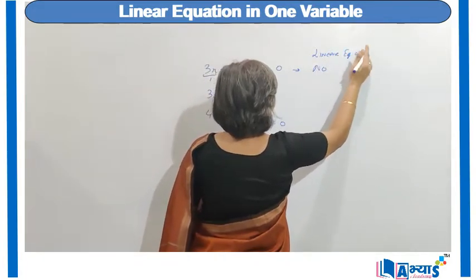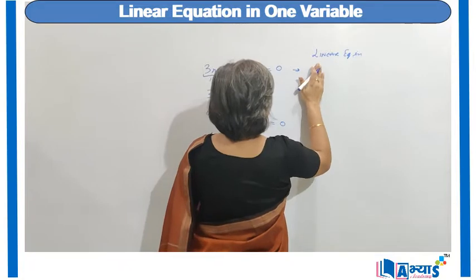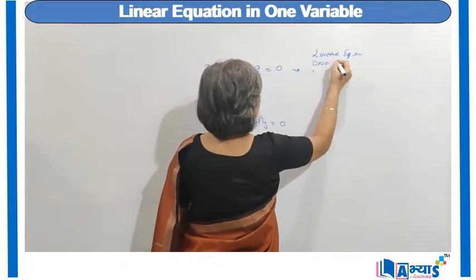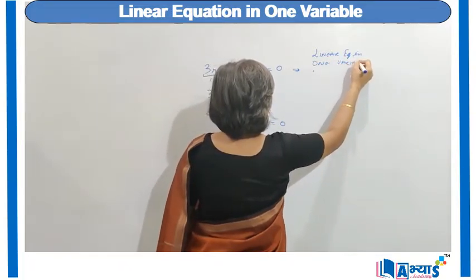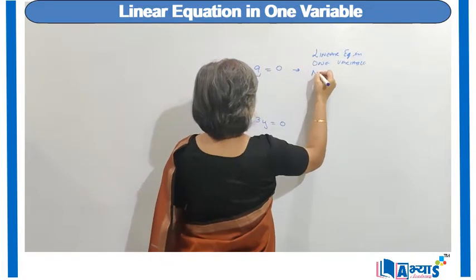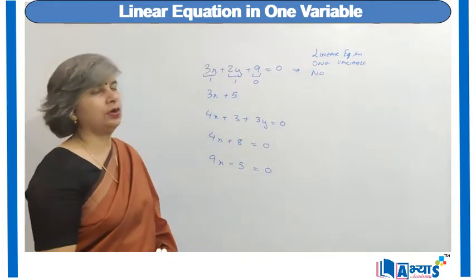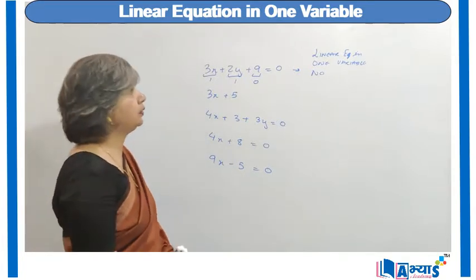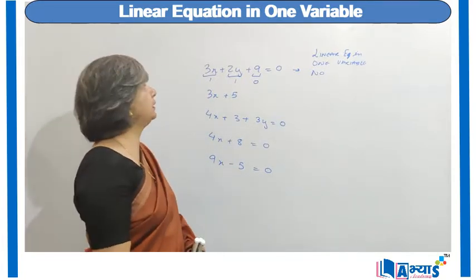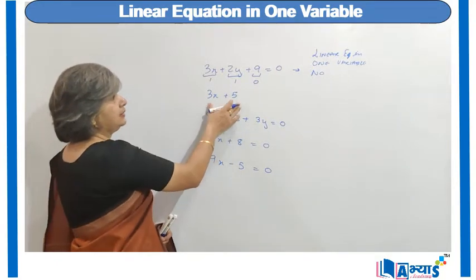Linear equation in one variable. So it is not, answer is no. So in the first case, it is not a linear equation in one variable because it has two unknown quantities x and y.